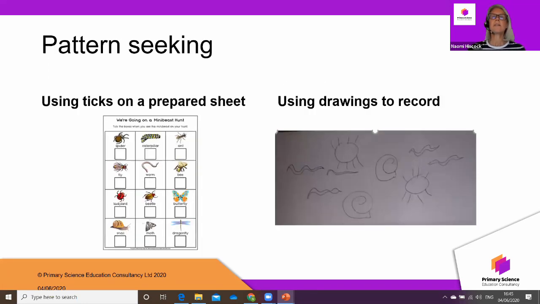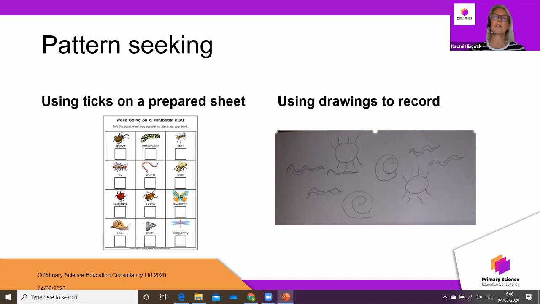So moving on to a different type of criteria, a different type of inquiry. When they're doing pattern seeking, initially in Key Stage 1, we might send them out with a sheet which has got some images on it, and they'll be able to just tick as they find each of those animals. So they're basically matching what they're seeing with the animals on the sheet, and that will help them to name and identify them.